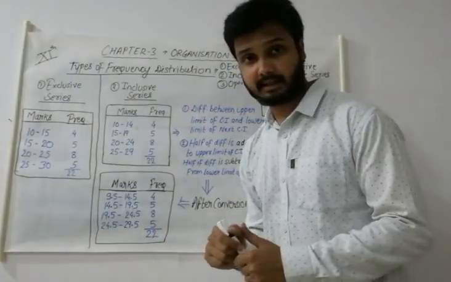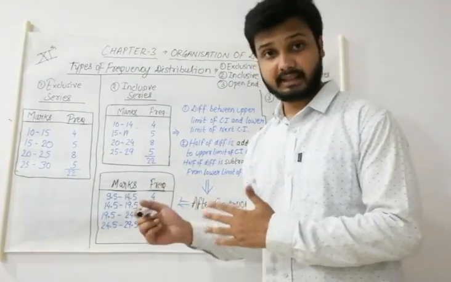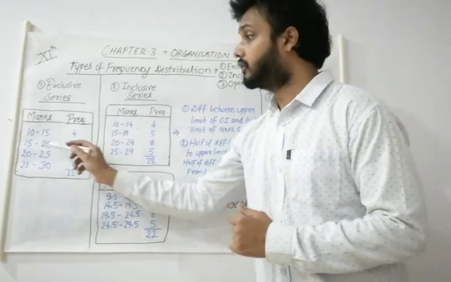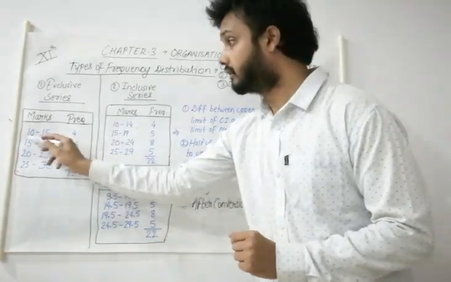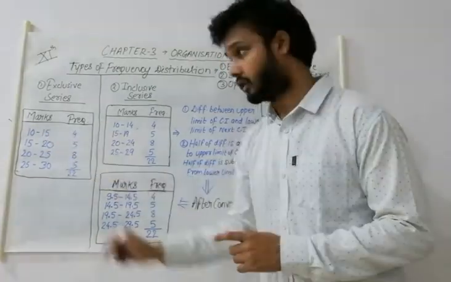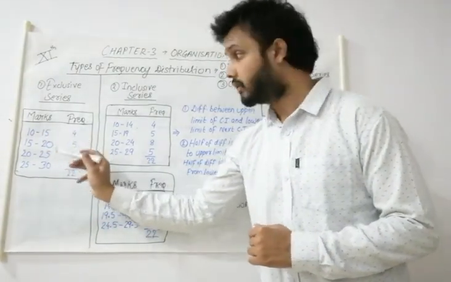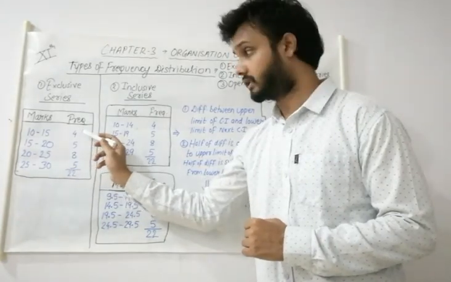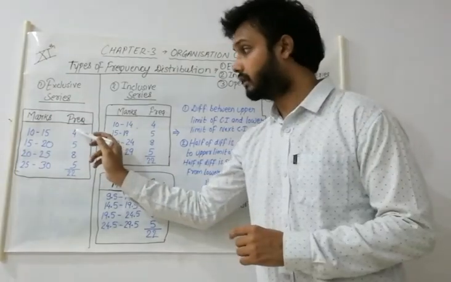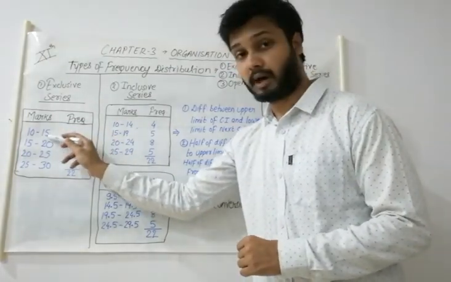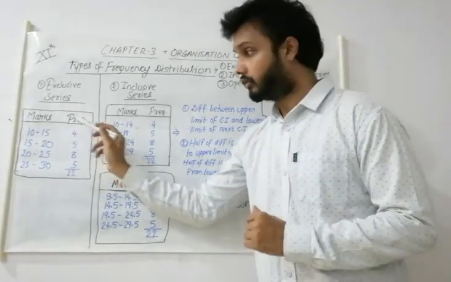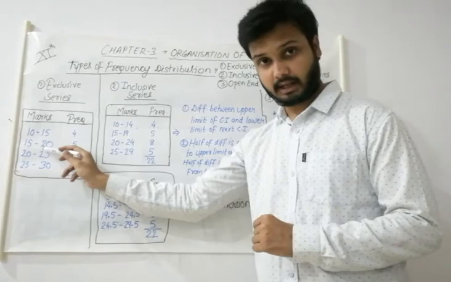So the simple answer is that we include that data in the next class interval, or we leave that data out of the class interval which corresponds to its upper limit. So if someone has got 15 marks, we will not include him in this 4. It means this 4 is not including the student who got 15 marks. Only from 10 to 14 we will include in this 4. 15 will be included in the next class interval.